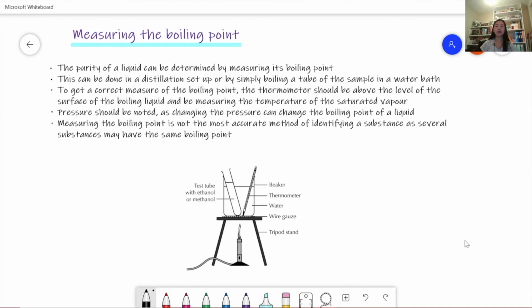Now, the reason why the purity of a liquid can be determined by measuring its boiling point is that if it's 100% pure, it should have a very sharp boiling point. And so it should all vaporize at the exact same time at the same temperature, which isn't the case most of the time. But if it's 100% pure, then it should do that.